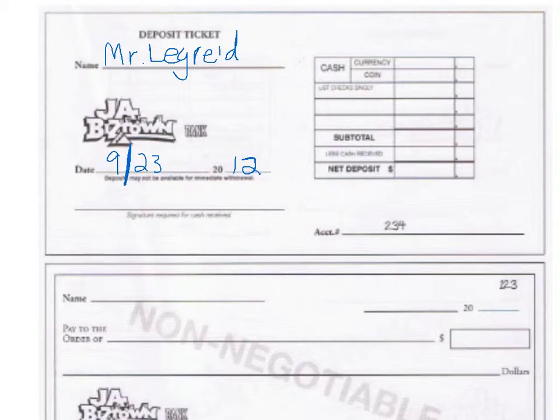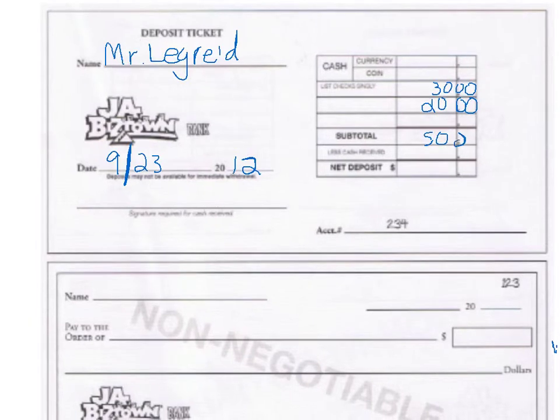Okay, so now we go over to where it says list checks singly. Since there are 2 checks we are depositing, we have to take up 2 of the lines. The first check was for $30, so we write 30 on the first line. And the second check was for $20. Those are the only 2 checks we deposited, so for the subtotal between those 2 checks, we will put $50 on the line that says subtotal.